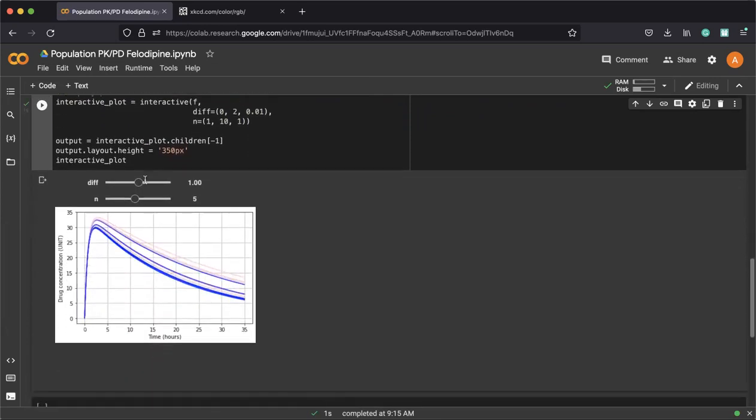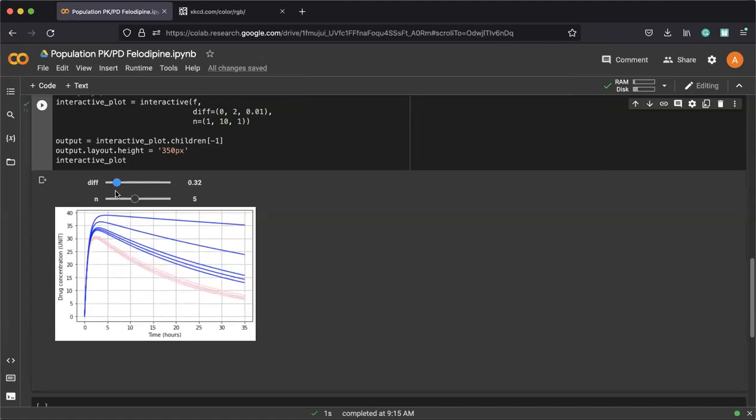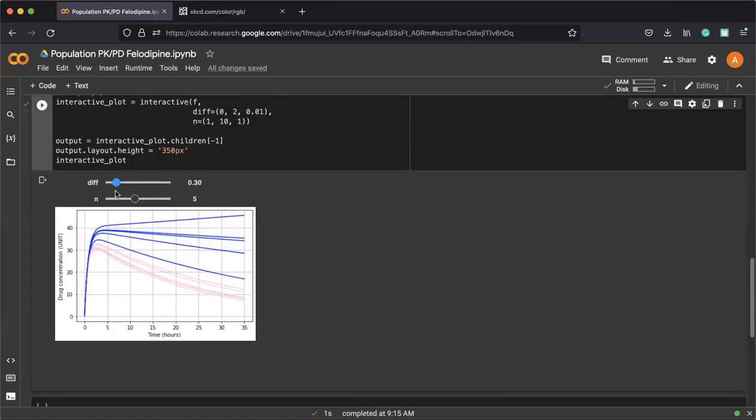So this is showing the results of a population PK/PD model. When diff is set to 1, that means there's not really any difference between the pink and the blue groups. If I were to shift diff to the right, or to make diff greater than 1, then our pink group would be slower metabolizing and have a higher AUC in general. If I were to go the other direction, then our pink group would be faster metabolizers.